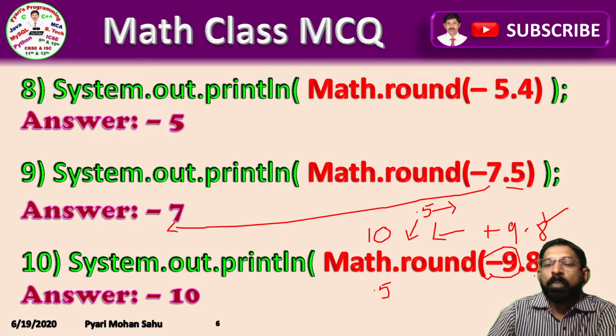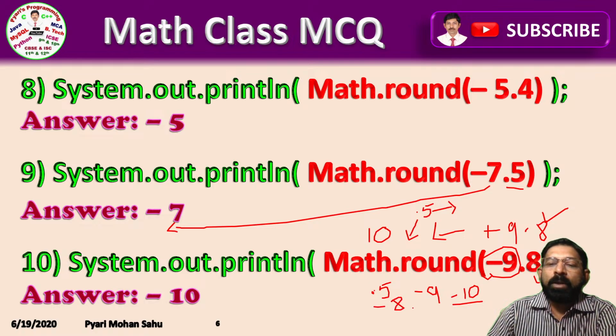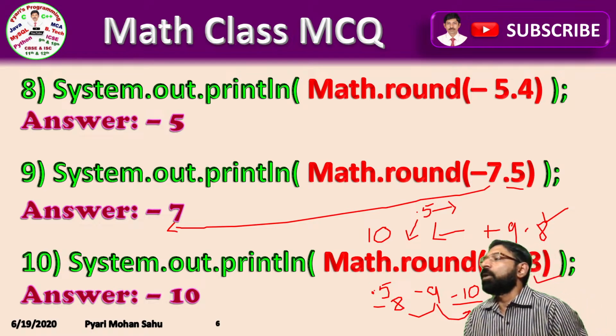Now this time it is 0.8. It is more than 0.5. In case of negative, it is decreasing. In case of positive, it is increasing. That means in case of negative it is decreasing, so minus 9. After that, we have minus 10. So minus 10 has less value than minus 9, whereas minus 8 has higher value than minus 9. It is round up, it is round down. Hope I am clear to you, Lakshmi.